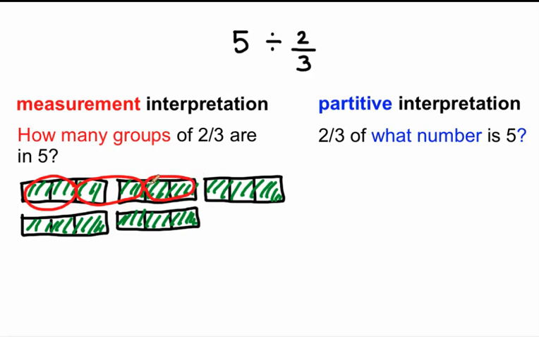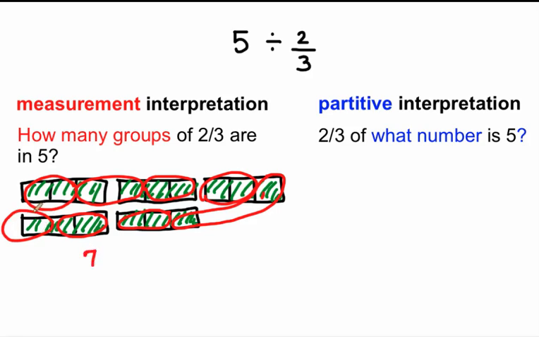So I'm making 3 groups of 2/3, 4 groups of 2/3, 5 groups of 2/3, 6 groups of 2/3, 7 groups of 2/3, and I'm going to make another group of 2, but I only have 1 of those parts. So how many whole groups of 2/3 can I make? 1, 2, 3, 4, 5, 6, 7. So I can get 7 whole groups.